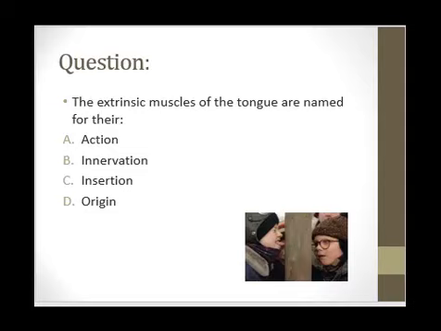So question, the extrinsic muscles of the tongue are named for their action, innervation, insertion, or origin. So we know the styloglossus originates on the styloid process, and the genioglossus originates on the genial tubercles. So the answer would be D, their origin.